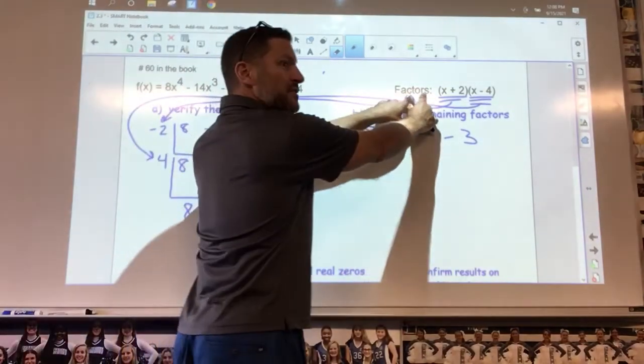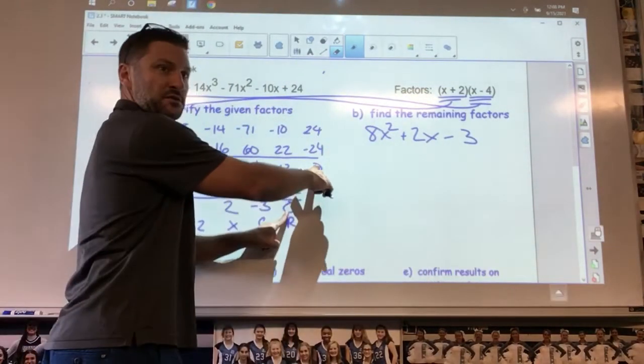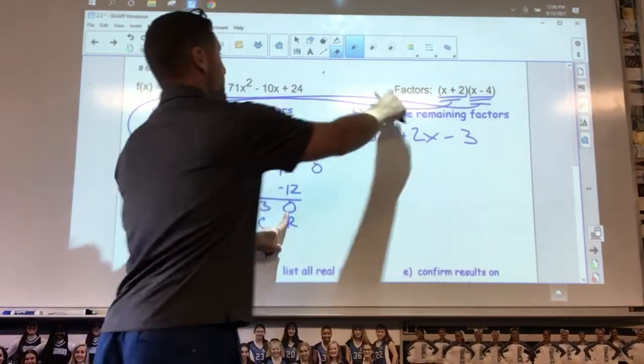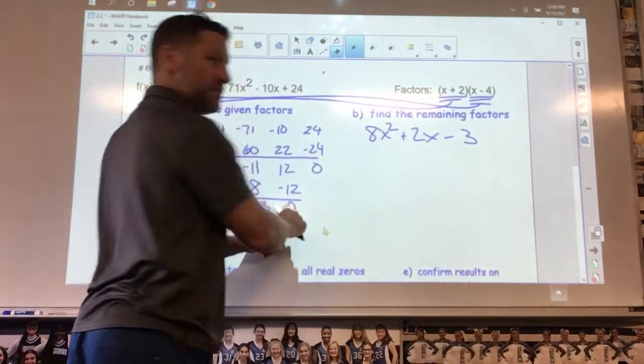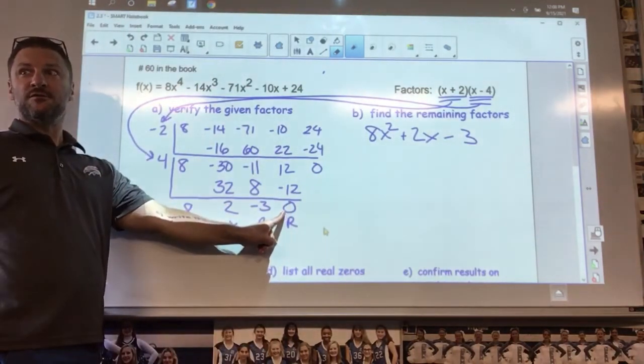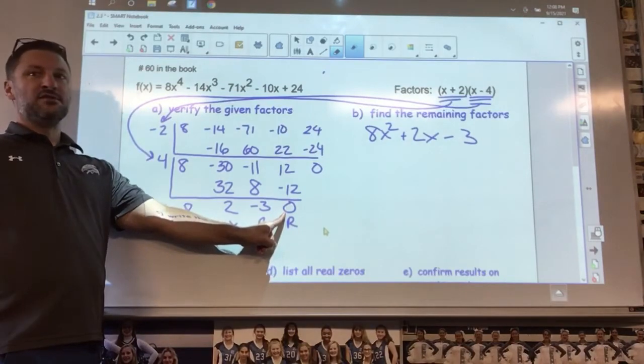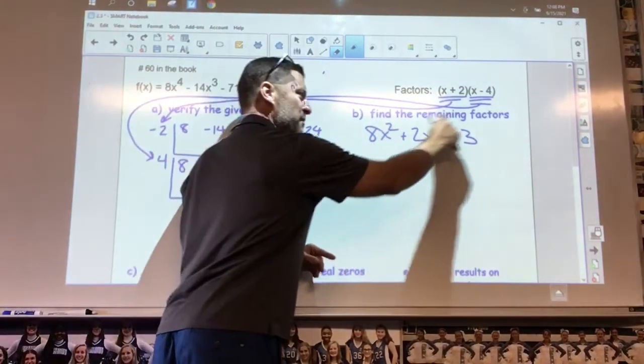They told you it was factors. It had to be zeros. There was no other option. These are factors of this. You were going to get zeros. They told you that. Okay, so it says find the remaining factors.